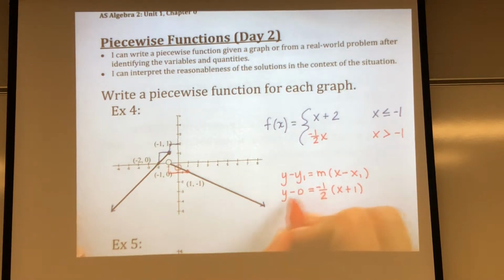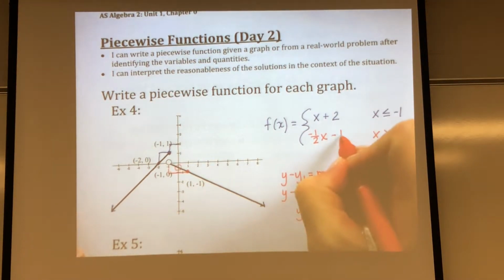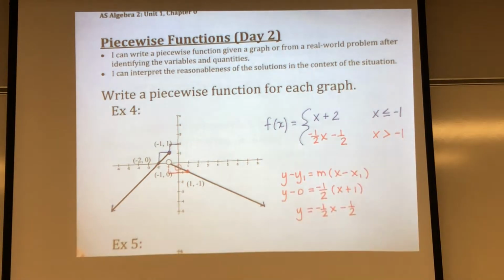All right, so this side, y minus 0, is of course just y. And then we distribute the -1/2, so we have -1/2 x. And then -1/2 times 1 is -1/2. So now we can tell that our y-intercept must have been crossing at 1/2 in this negative direction, which we probably could have guessed before, but now we've verified it with point slope. All right, so that's our whole function. We're done.